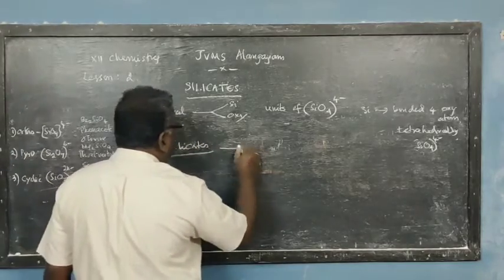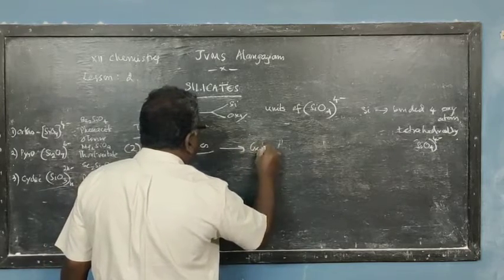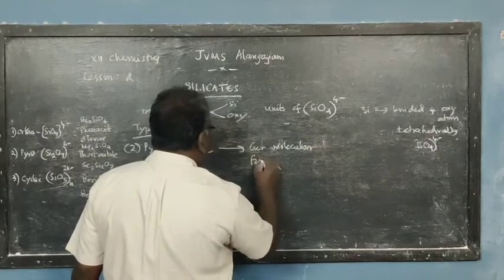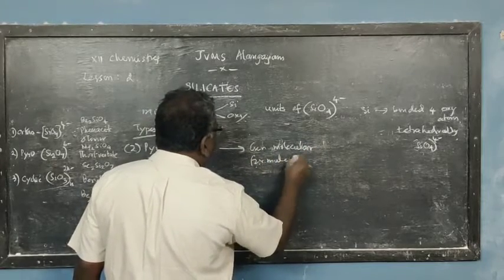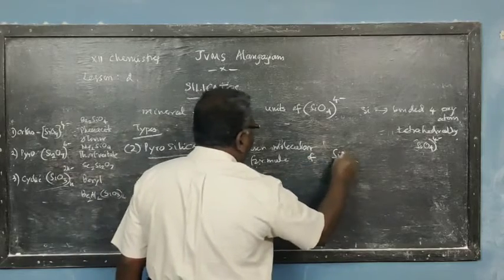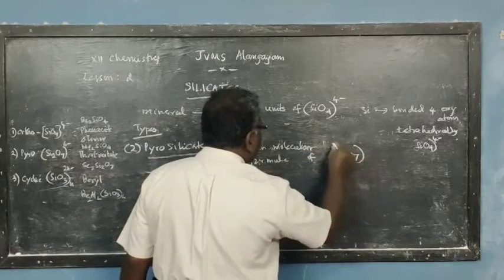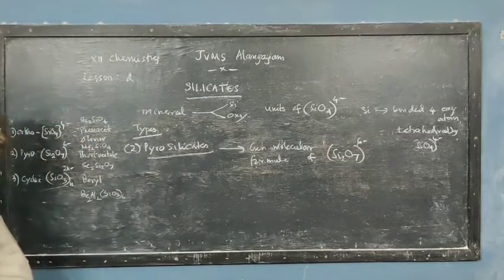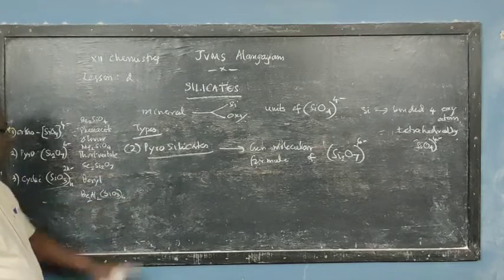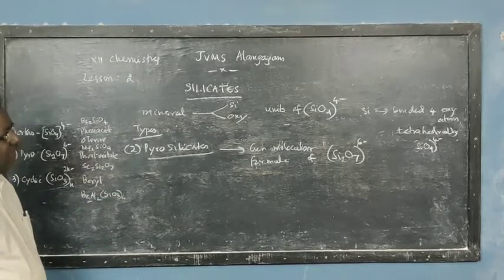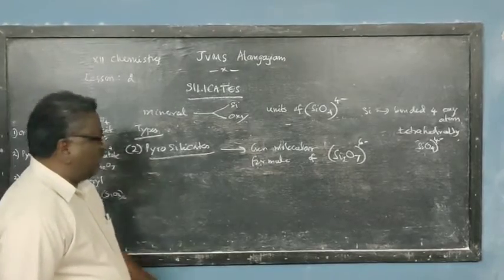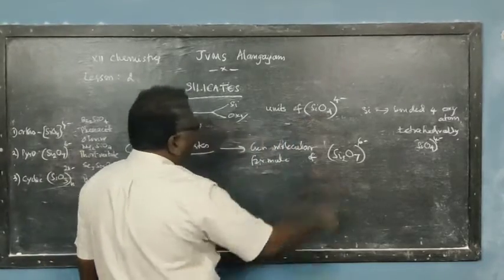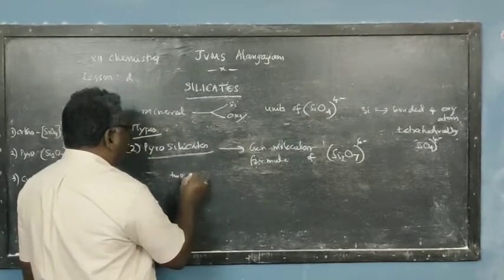So pyrosilicates have the general molecular formula Si2O7 6 minus. This is the formula for pyrosilicate, Si2O7 6 minus. In this, what is happening is two SiO4 units are linked.